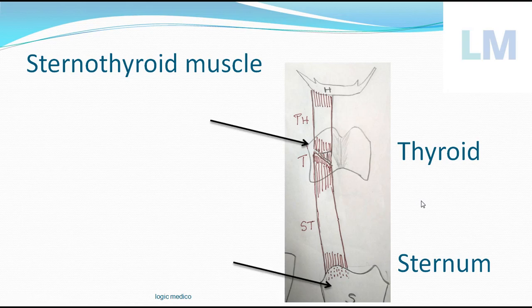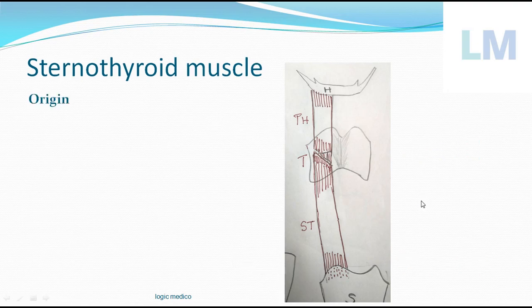So from the sternum to the thyroid cartilage. The origin: what do you know? It's the sternum, but to be more specific, it is the posterior surface of the manubrium sterni and the adjoining part of the first costal cartilage. If you remember, the first rib will be very close here, so that will also be part of the origin.